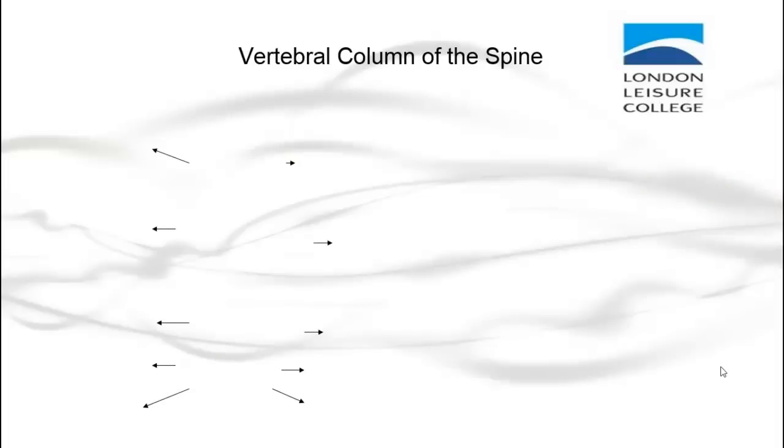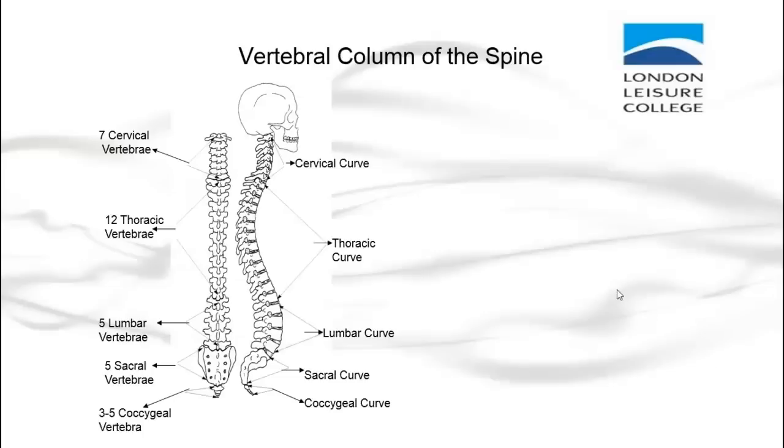Okay, let's move on to the vertebral column of the spine, so the vertebra. Okay, so let's look at the structure. So you can see that it's not a straight down structure, okay, and that there are various curves. So you've got a forward curve at the top, which goes into a backward curve in the middle, a forward curve in the lower back, and then a backward curve at the bottom.